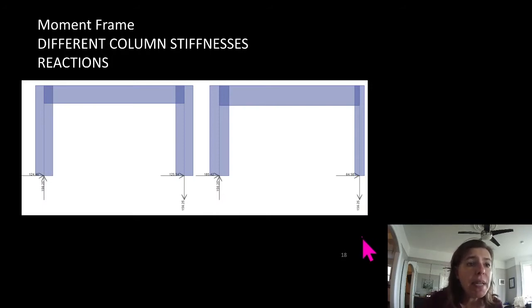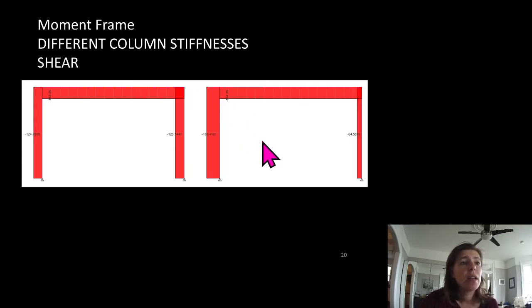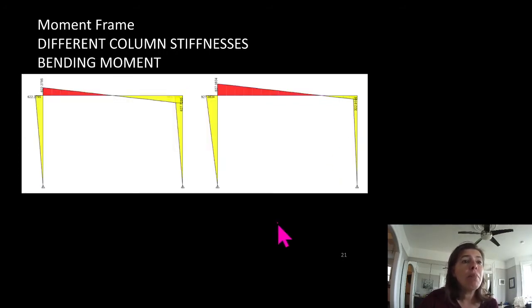Our up and down values stay the same. Our axial force in our column stays the same, but in our member across the top, we have a different axial force. It's a higher axial force. Our shears stay the same for this member. It goes up in this column and goes down in this column. And our moments go way down over here, but they go way up over here.